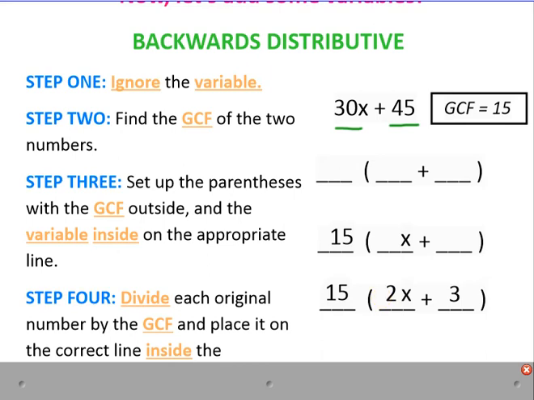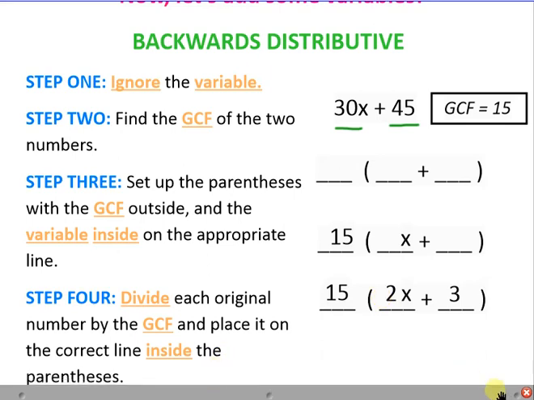For step 4, all you're going to do is finish backwards distributive property the same way that you're used to doing. What's 30 divided by 15? 2. Just put it in front of the x. What's 45 divided by 15? 3. And so your final answer here is 15 parentheses 2x plus 3.